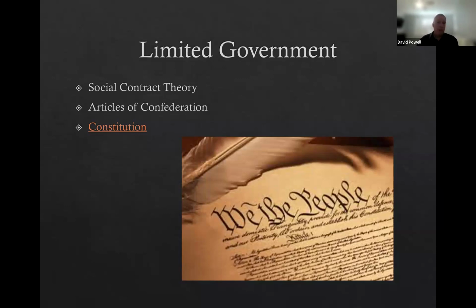Now, I've given you a link on our Canvas site so you can go and actually take a look at the Articles of Confederation. We are not going to dissect the articles like we're going to dissect the Constitution in this class, because the articles are obviously defunct. They were replaced with the Constitution. But it's still important for us to recognize some of the flaws that were inherent in the articles that then gave rise to the creation of this new Constitution, this new social contract that we live under today.